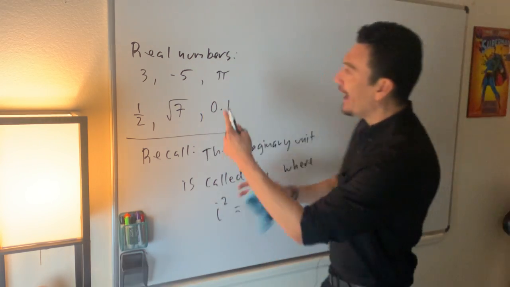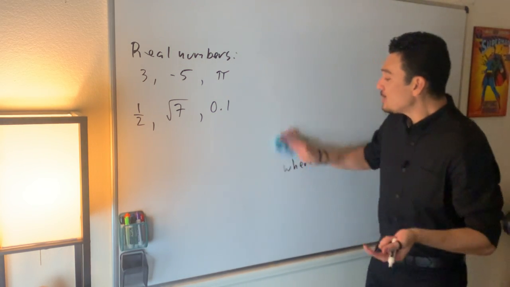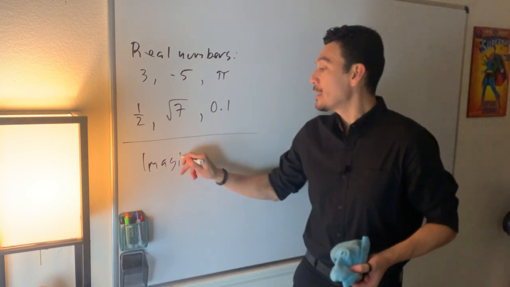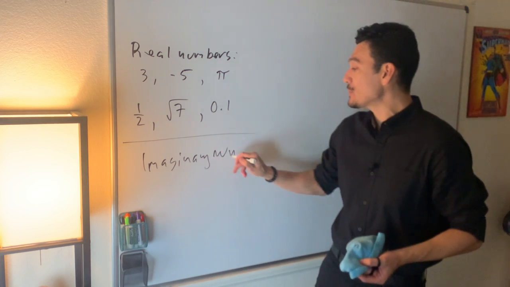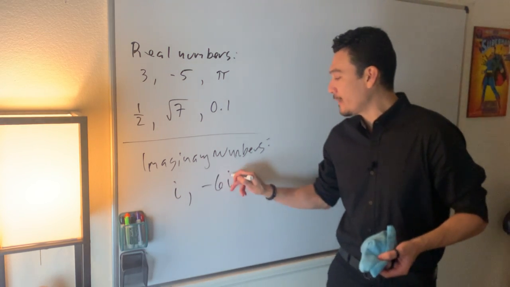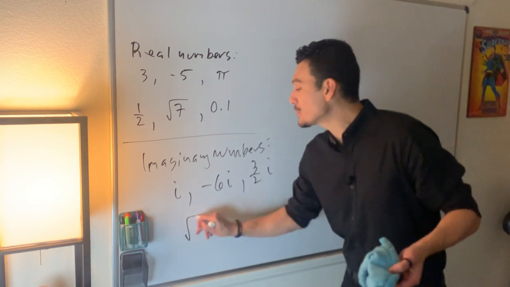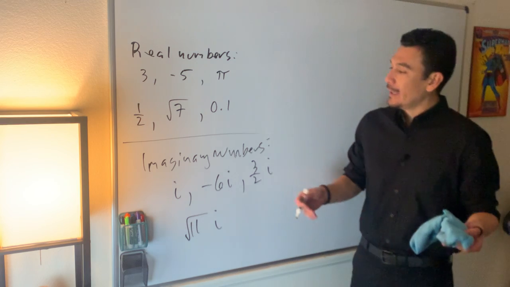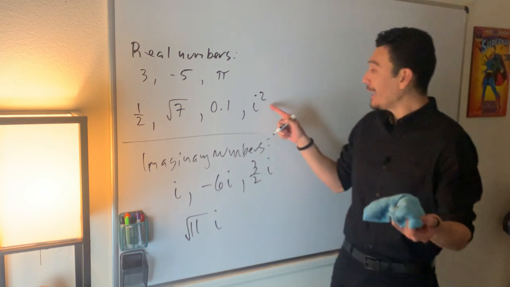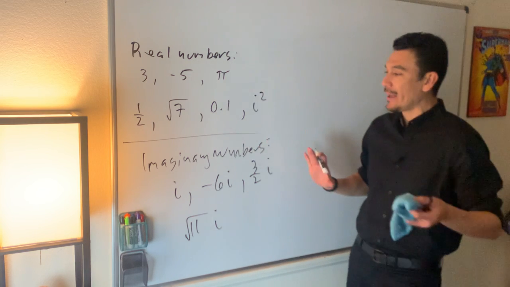So up here we have some real numbers. What are some examples of imaginary numbers? These are real numbers above. Here are some imaginary numbers. How about, let's say, i? How about -6i? How about 3/2 i? The square root of 11 i. And going back to the real numbers, how about i squared? i squared is a real number because i squared is -1. So you see real numbers and imaginary numbers.